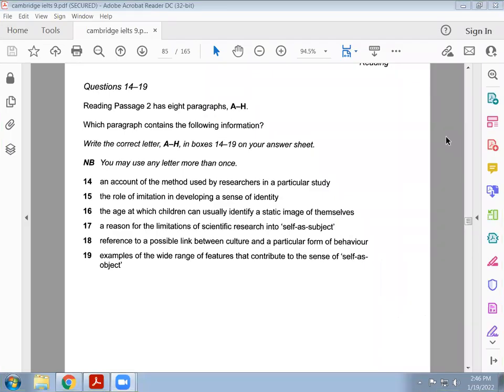Hello everyone, this is Iram and today I'll share with you a very common mistake in IELTS reading that wastes a lot of your time. And what is that mistake? This mistake is matching the words from the questions with the text. Let me give you an example.